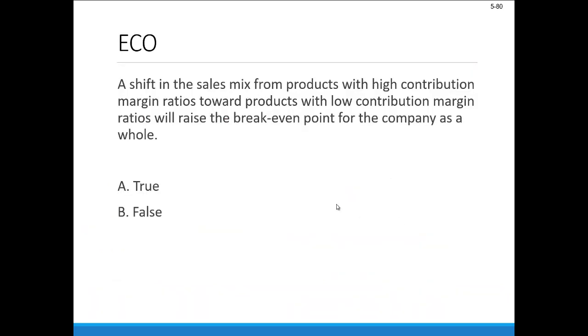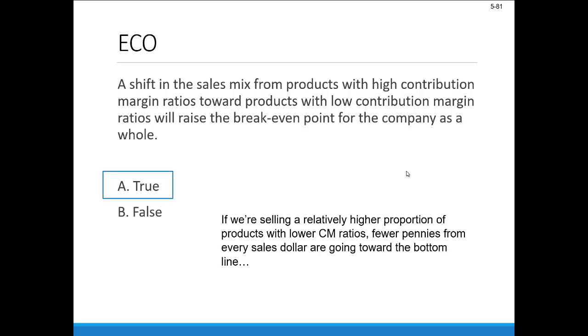So think about this: a shift in the sales mix from products with high CM ratios toward products with low CM ratios will raise the break-even point for the company as a whole. Is that true or false? So ponder that for a second, pause this video if you need to, and then I'll have the solution right away.